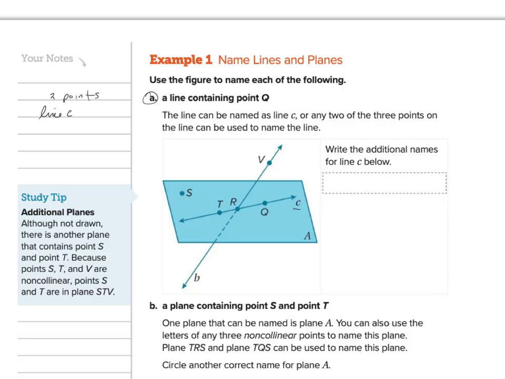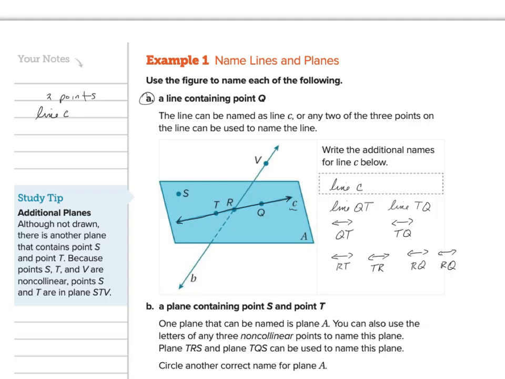And I guess let me back up here and just say, hey, this line right here is what identifies point Q. So we do have line C, and just quickly I wrote in here, you could have line C. Of course, you could have line QT. Those are 2 points on there. You could have line TQ.